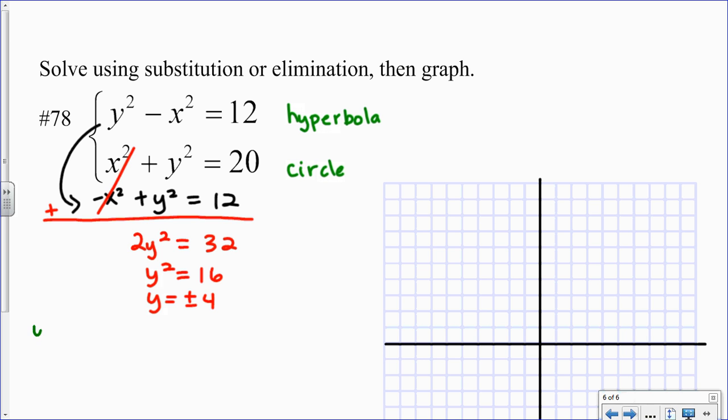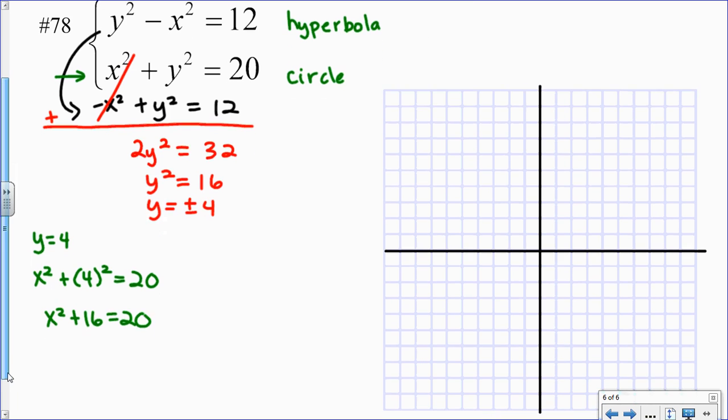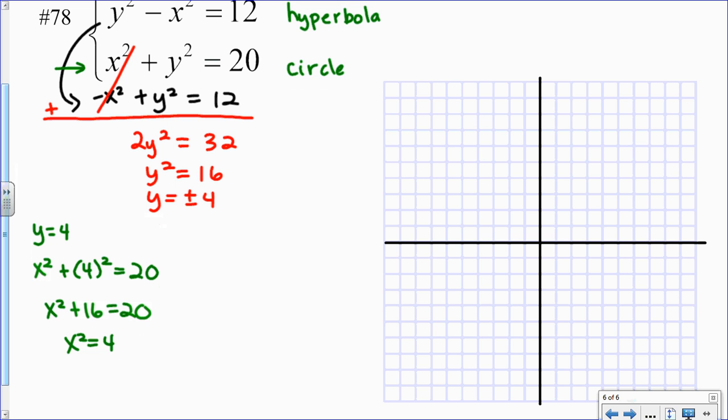Okay, so we got to plug in both 4 and negative 4. You can choose either equation, top or bottom. I'm going to do the second one because they're both positives. It doesn't really matter though. So x squared plus 4 squared equals 20. So x squared plus 16 equals 20. X squared equals 4. So x is plus or minus 2. So when y is 4, x is positive 2 and negative 2. So that gives me the ordered pairs 2, 4, and negative 2, 4.